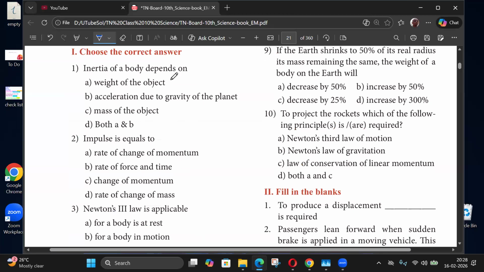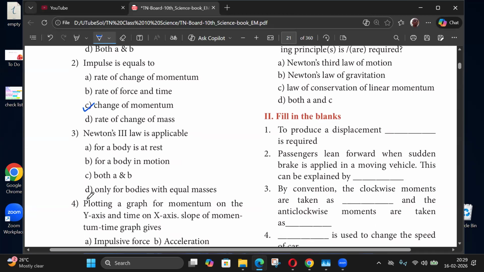This one, first one: inertia of a body depends on what? Weight, acceleration, mass, both A and B. Mass of the object. Which option? Mass of the object. Impulse is what? Change of momentum. Newton's law applicable to: for a body at rest, and for a body in motion. Both the options.